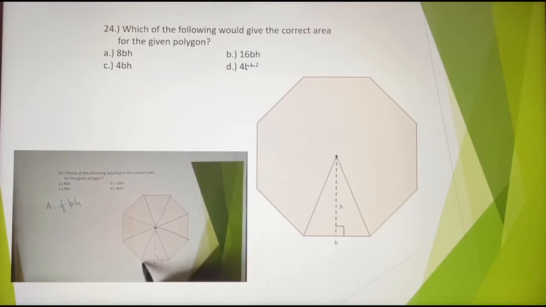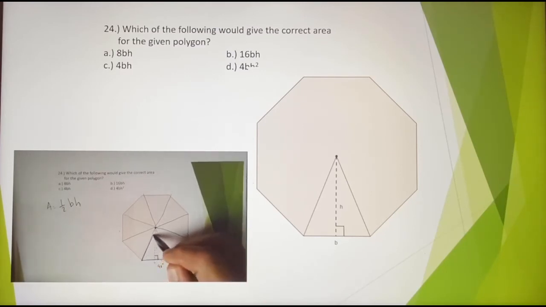One thing I do want to point out, this here is the base. Note that this dotted line is the height. This little box tells you it's a 90-degree angle. It's a right angle between the height and the base. That's always true in these formulas. The base and the height are always going to meet at a 90-degree angle.